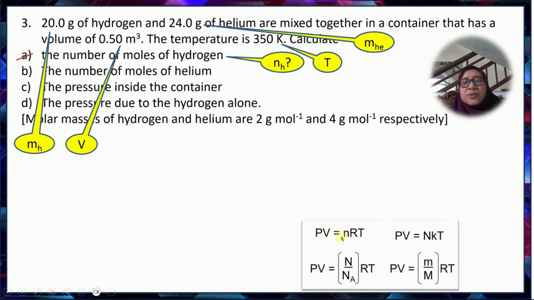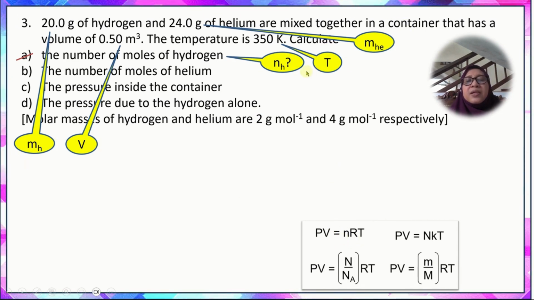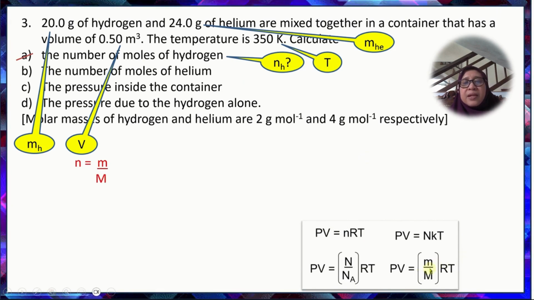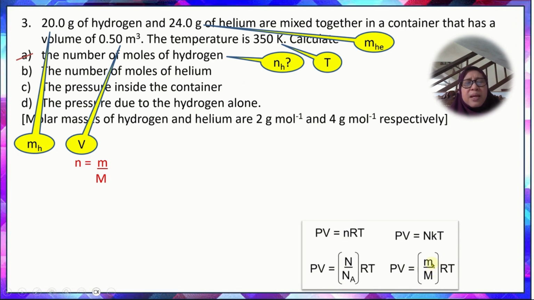The formula we are going to use: you are given M, V, T, so that means we are going to use this one, n, the number of moles, equals the mass of the gas divided by the molar mass.